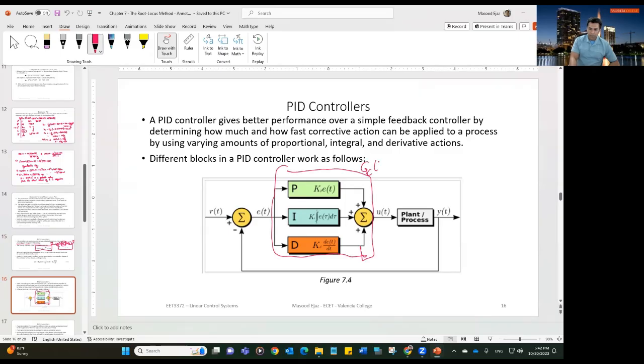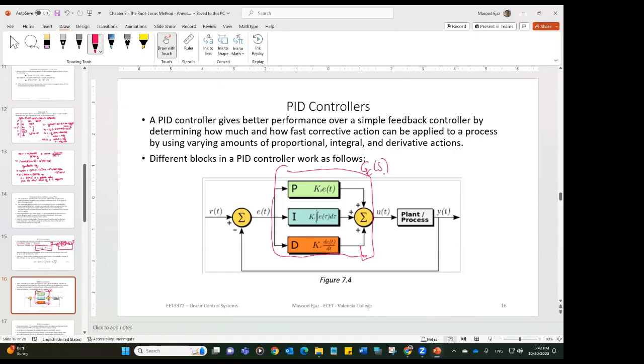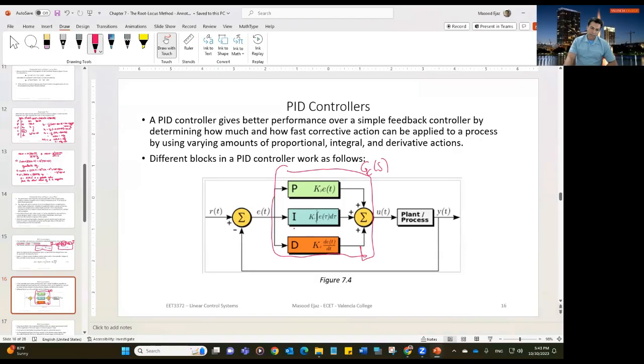Do the letters PID stand for something specific? Yeah, proportional, integral, derivative.